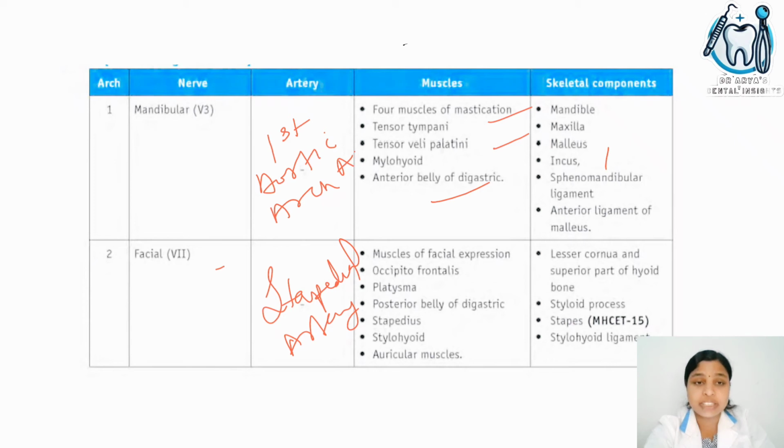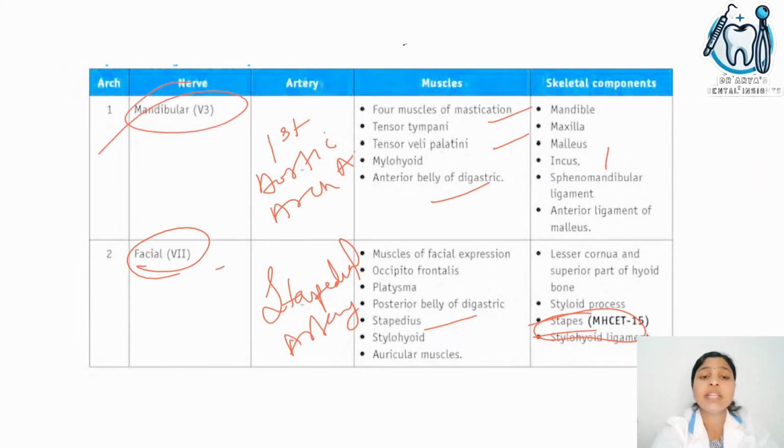Then next one is the facial nerve, that is the nerve of second arch. It has the stapedial artery, and this supplies various muscles of facial expression, occipitofrontalis, platysma, posterior belly of digastric, stapedius, stylohyoid, auricular muscles. And the skeletal components are lesser cornu and superior part of hyoid bone, styloid process, stapes and stylohyoid ligaments. So this is by facial, and the first arch by mandibular.